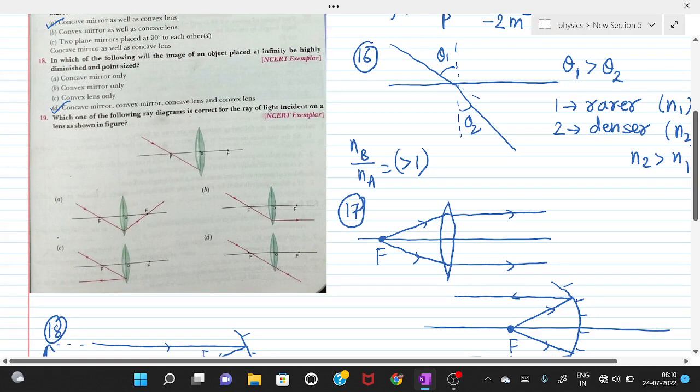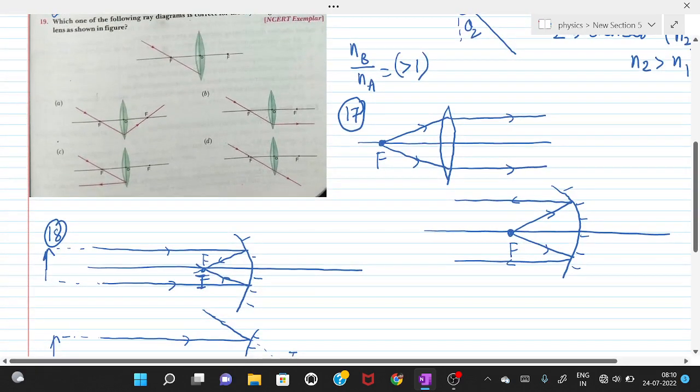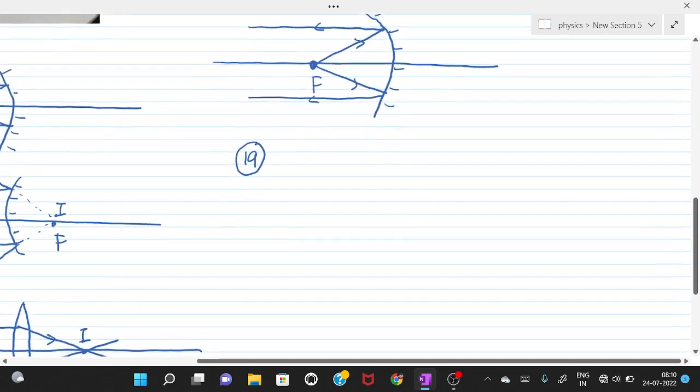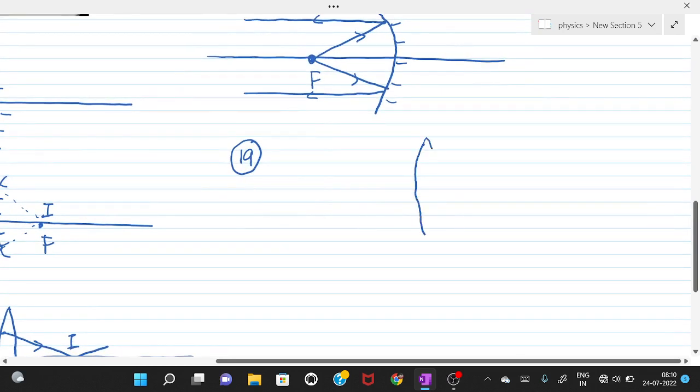Now go with question number 19. Which of the following ray diagrams is correct for the ray of light incident on a lens as shown in the figure? Here we can see that a ray is passing through the focus. First we are going through the concept. Let us suppose it is a convex lens. Whenever a ray of light passes through the focus for a convex lens, then it becomes parallel to the principal axis. This is a concept that we all know.